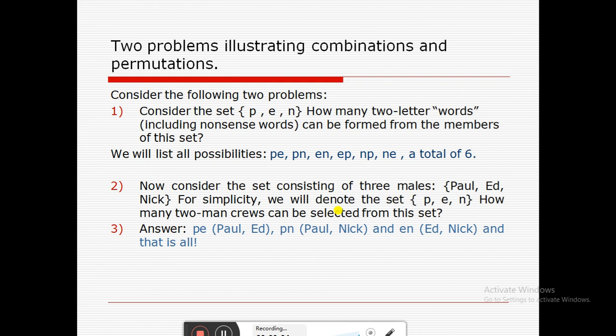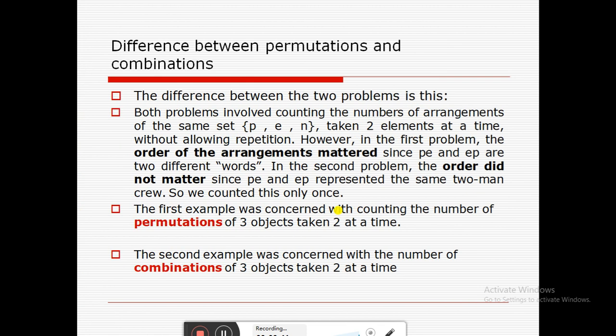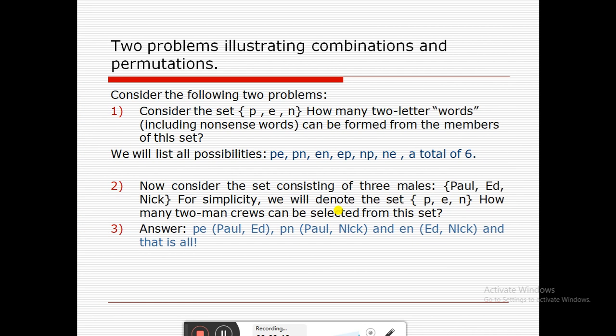This is combination and permutation. So, the difference between permutations and combinations. Now, by having these previous examples, we come to know there is a difference between permutation and combination. By looking at these two examples, you may have a doubt about the difference between combination and permutation, so we'll discuss that in the next slide.